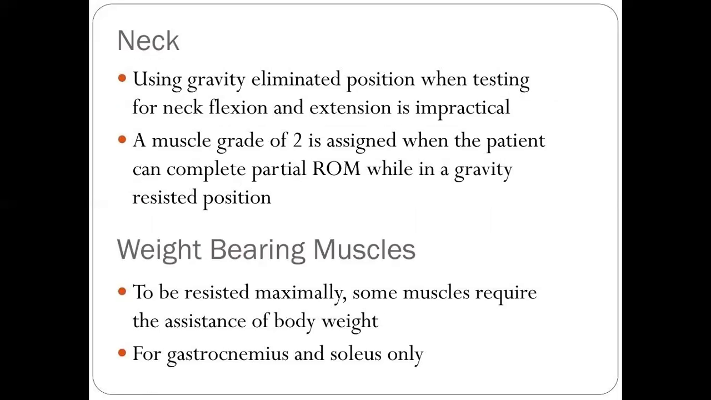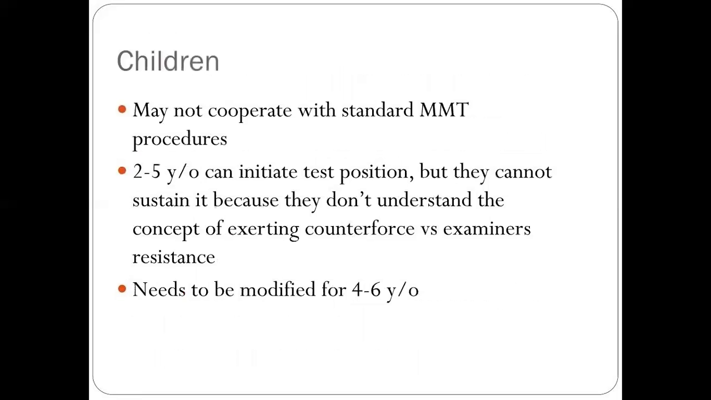Then neck. Using gravity eliminated position when testing for neck flexion and extension is impractical. A muscle grade of 2 is assigned when the patient can complete partial range of motion while in gravity resisted position. Then weight bearing muscles. To be resisted maximally, some muscles require the assistance of body weight, for gastrocnemius and soleus.